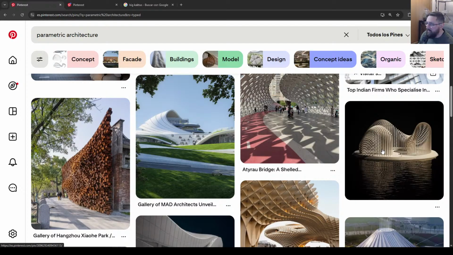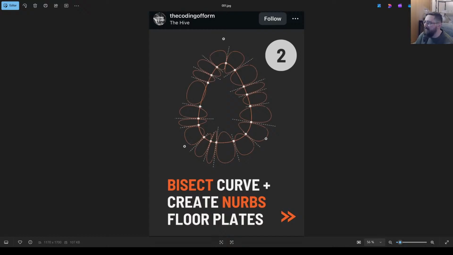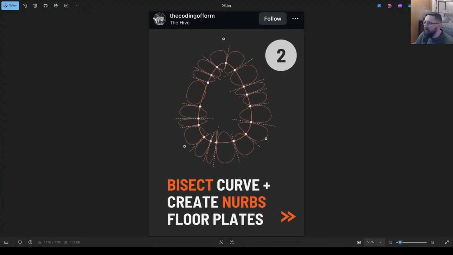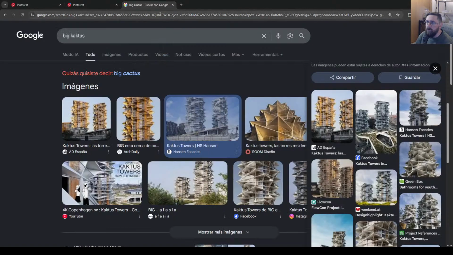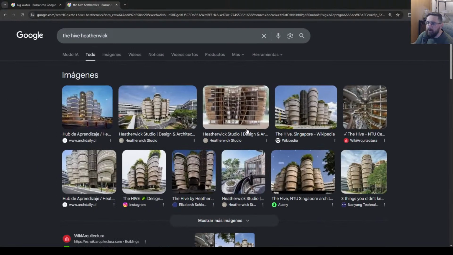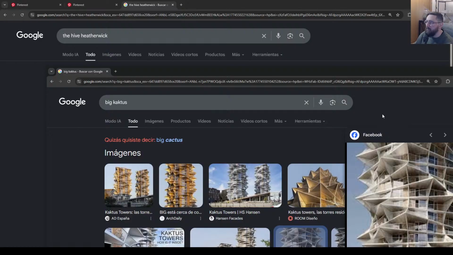I'm trying to find some references. I do have one request. The request is quite short actually. I'll show you guys what the request was. This, how to do this. This is actually from, who's this by? The Hive. Let me see if I can find the Hive. One sec. The Hive, who's it by? It's probably Heatherwick. It looks like something Heatherwick would do. Yeah, there we go.